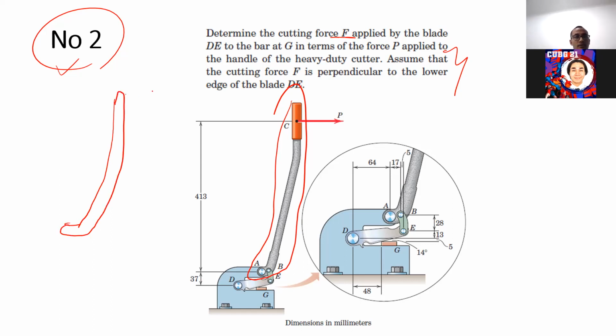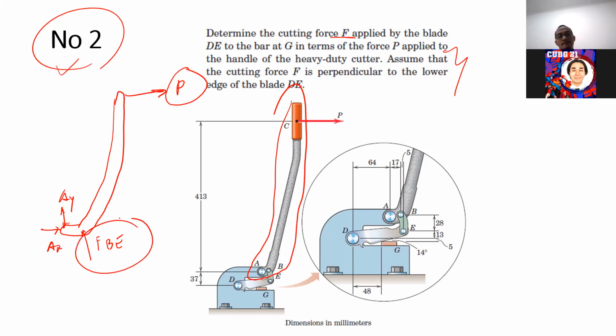Yes, somewhat like this. So there is a P here, and there is AX, AY, and beside that there is FBE. FBE is a straight line from point B to point E. Because P is known, we have AY, AX, and FBE. We have three unknowns, so we can solve this free body diagram. The main thing you have to get from this free body diagram is FBE. You can solve it using sigma moment at A to solve for FBE.